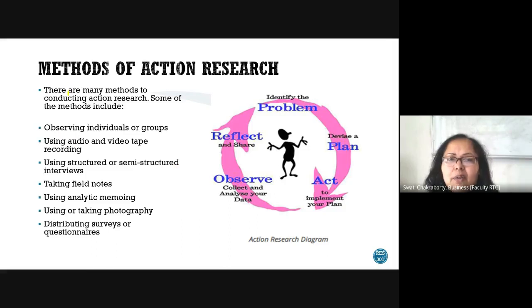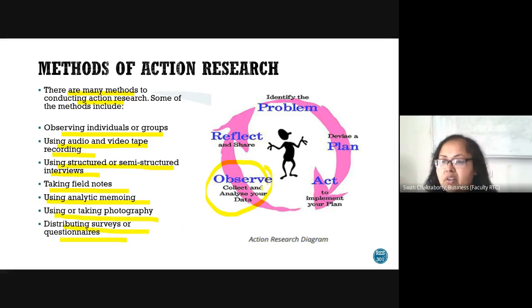So there are many methods of conducting action research. Some of these are observing individuals or groups, right? You collect and analyze data, then use audio and video recording. Then you can use structured or semi-structured interviews, taking field notes, using analytic memoing, taking photography, distributing questionnaires and surveys. So you observe, then reflect and share, then identify the problem, devise a plan, and act to implement your plan.